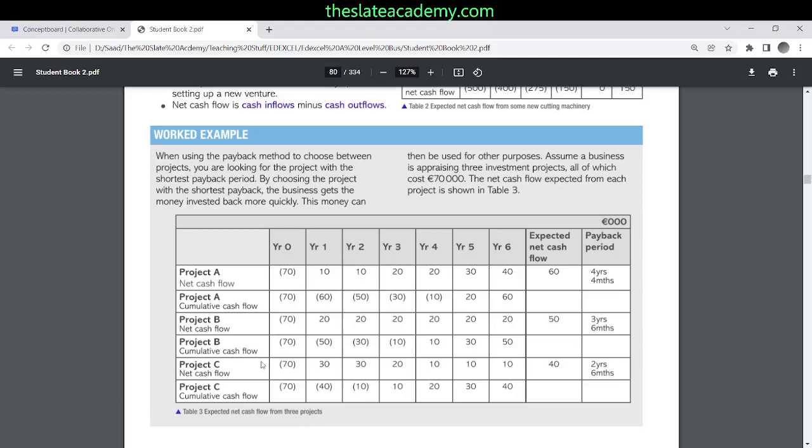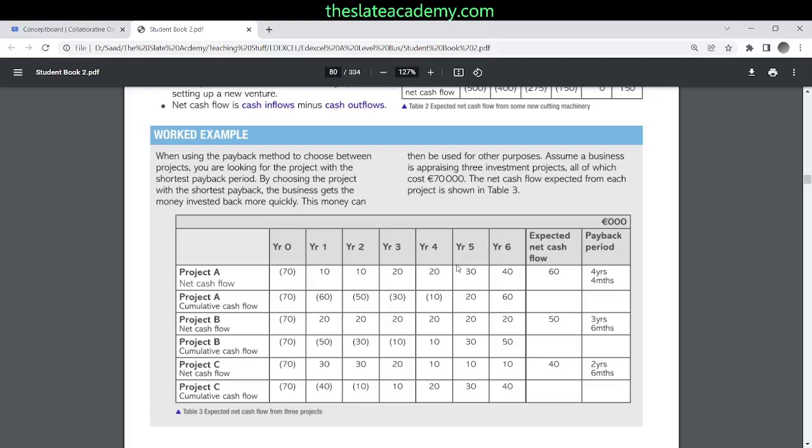So for example, see these various projects over here. The first one, they initially spent 70. Then in year 1 they get 10 back. 10 positive means inflow. So at the end of year 1 their net cash flow for this project is negative 60. Then it becomes negative 50, then negative 30, then negative 10, and then in year 5 it becomes positive 20. So after the end of year 4 and before the start of year 5, there must have been a point where this cash flow became zero.